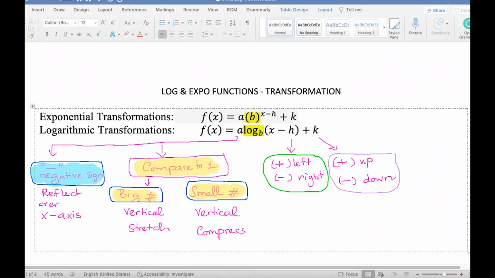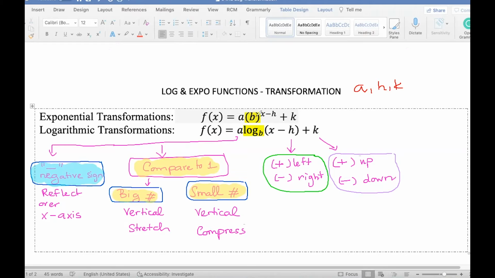Today we are doing logs and exponential transformation. So take a quick look at the exponential function. The form always stays the same with transformation. We have three favorite letters: A, H, and K. It doesn't matter what kind of parent function you are, we are always going to have this format.